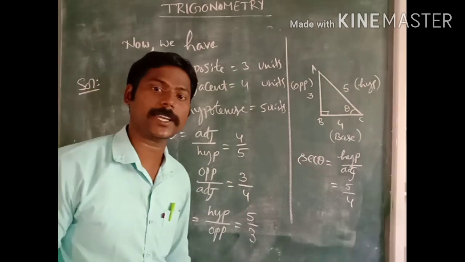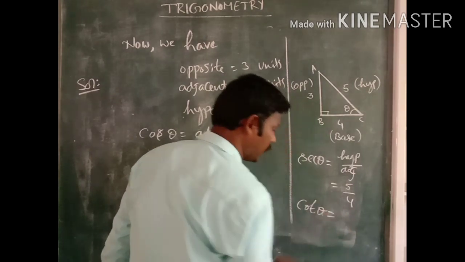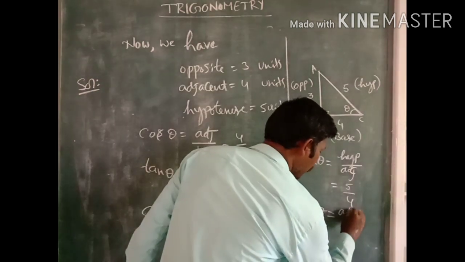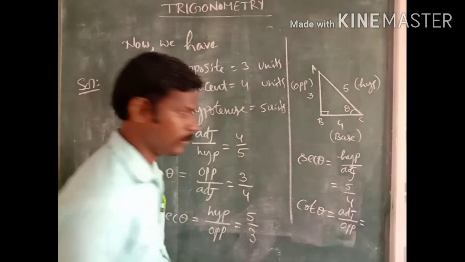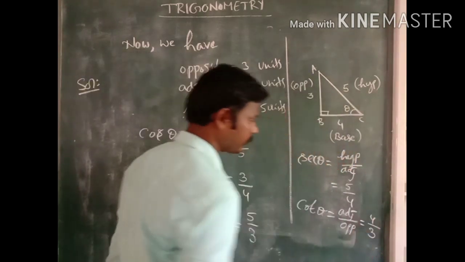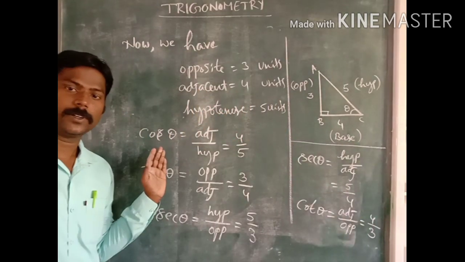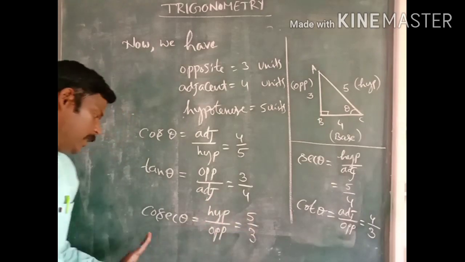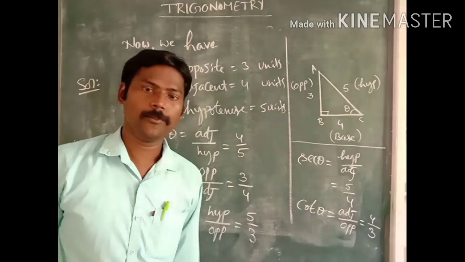Next, what is the last trigonometric ratio left? Cot theta. So cot theta is nothing but reciprocal of tan theta, otherwise adjacent side by opposite. What is the adjacent side, children? 4 units. What is the opposite side? 3 units. So now we found the 5 trigonometric ratios. Got it? Cos theta 4 by 5, tan theta 3 by 4, cosecant theta 5 by 3, secant theta 5 by 4, cot theta 4 by 3.